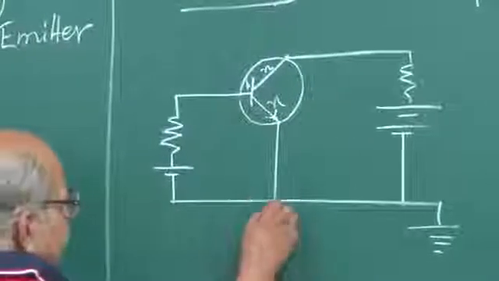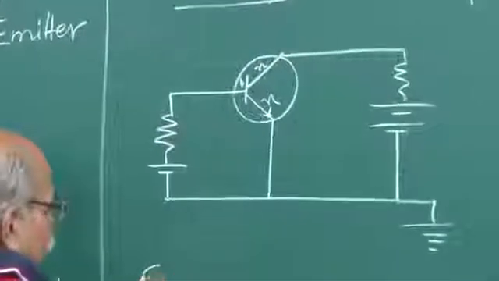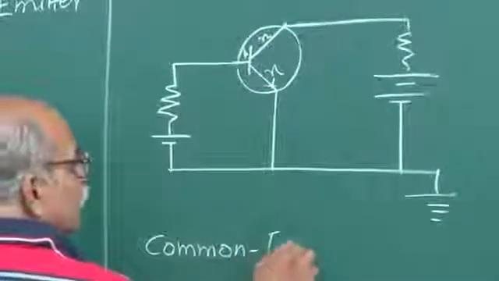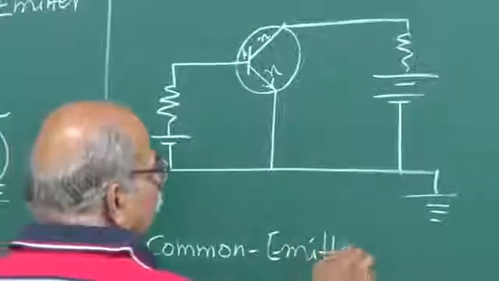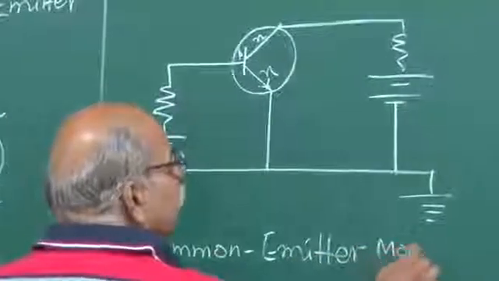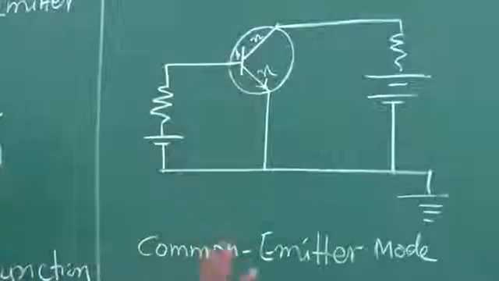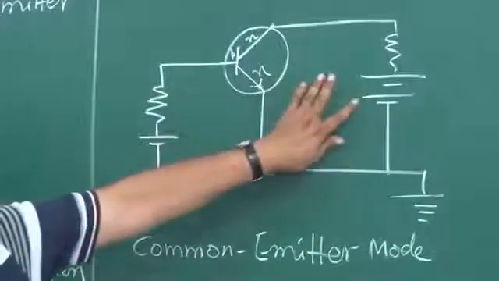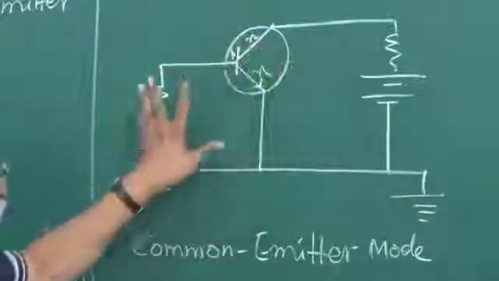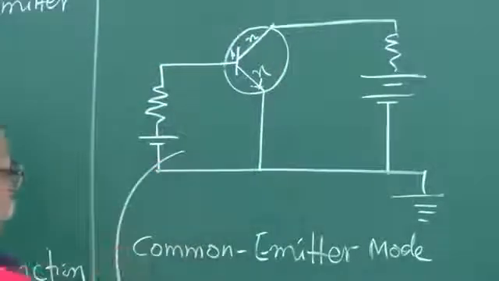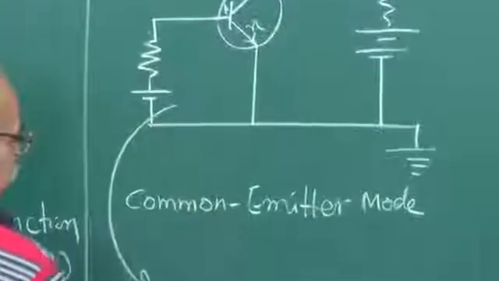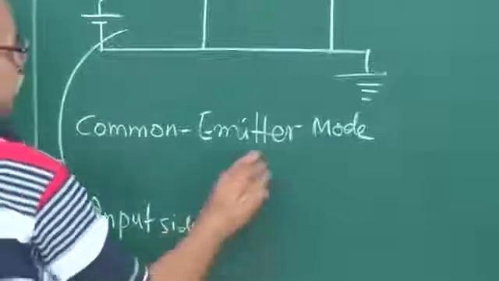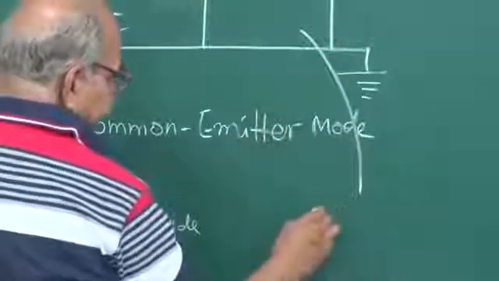So this configuration is known as common emitter mode. Why? Because there are two parts of the circuit, clearly you can see from this diagram. This is one part, this is another part. And this part of the circuit, you can call the input side, and this part is the output side.